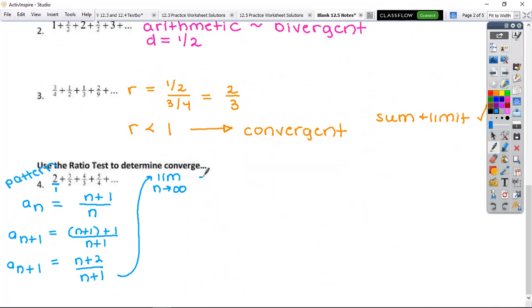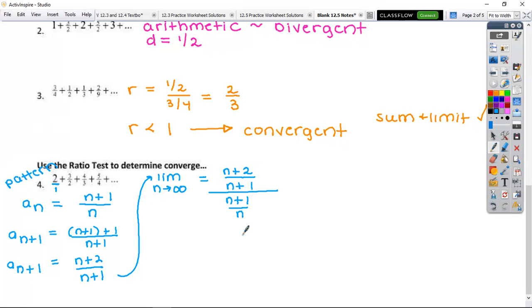So this is equal to a sub n plus 1, so we're going to go n plus 2 over n plus 1, and then all over a sub n, which is this formula. So I'm going to go n plus 1 over n.